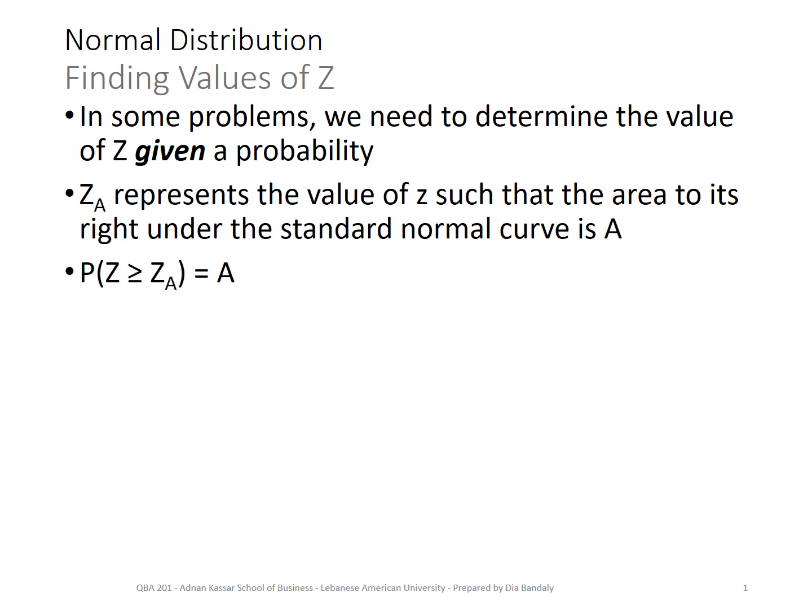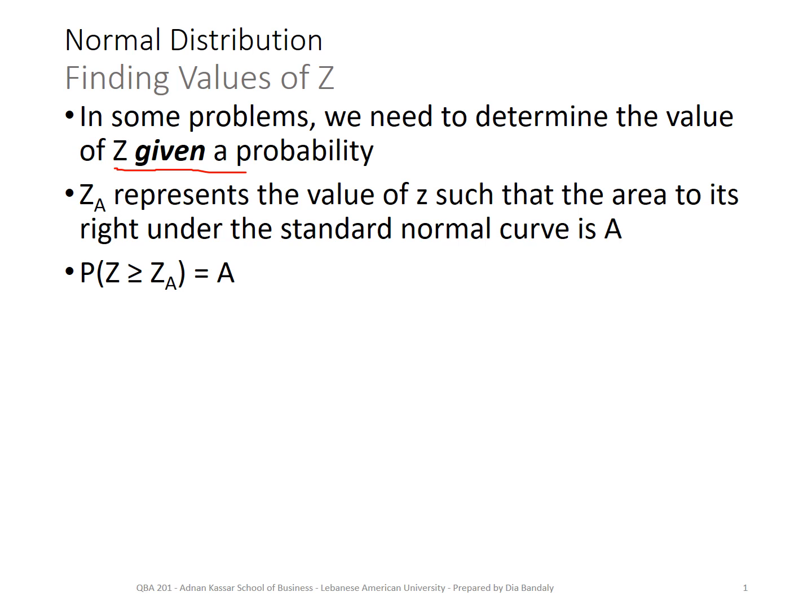In some cases, we need to do the opposite of what we've been doing so far. In the previous slides, we were finding z, and then finding the probability of z being less than or equal to that specific value. Sometimes we are given the probability and we want to find the value of z. Okay, so this is what we mean here. We want to find z given the probability. So the area is given for us.